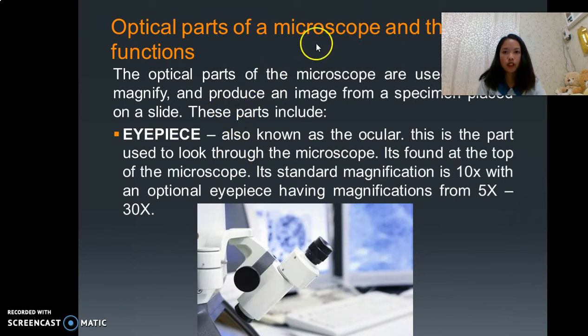Optical parts of a microscope and their function. The optical parts of the microscope are used to view, magnify, and produce an image from a specimen placed on a slide. These parts include the eyepiece, also known as the ocular. This is the part used to look through the microscope. It's found at the top of the microscope. Its standard magnification is 10 times, with optional eyepieces having magnification from 5 times to 30 times.